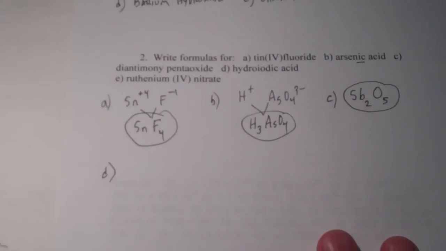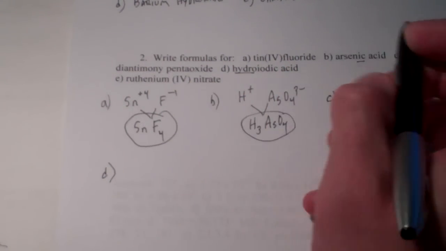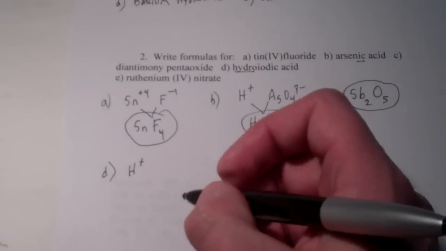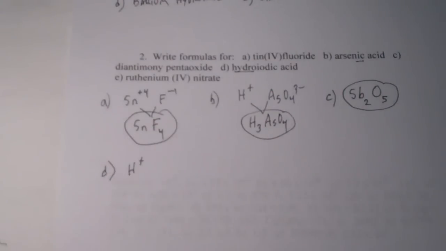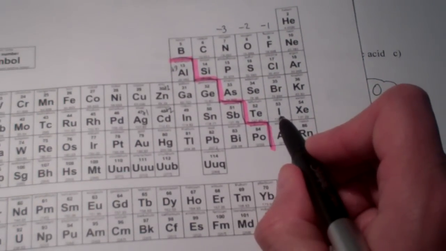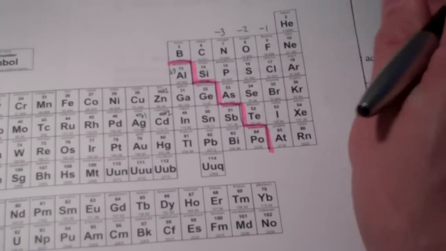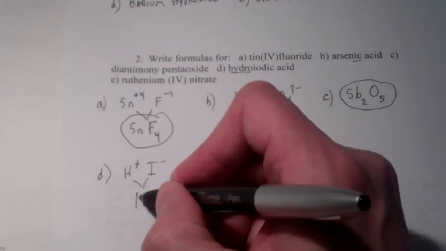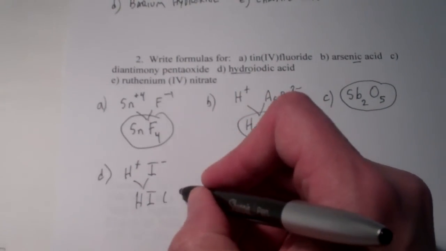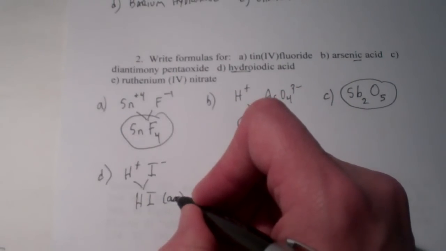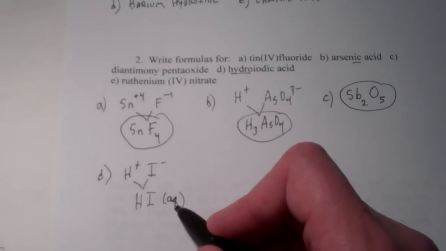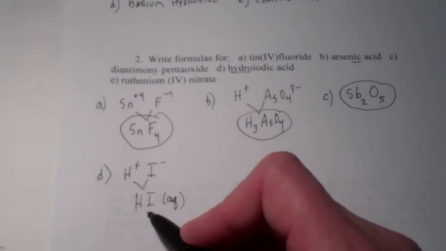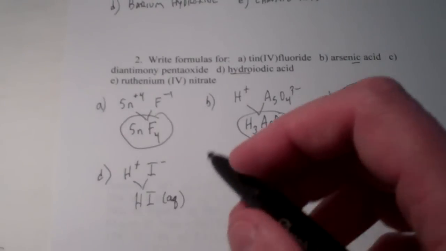Letter D, we have a binary acid. I know it's binary because it starts with the prefix hydro. So hydrogen acts as a metal with a 1+ charge, and it combines with iodine. That's I, it's in group 17, -1. So we would have HI. Now binary acids exist when dissolved in water, so generally speaking we put the letters aq in parentheses after the formula for a binary acid so the reader knows that it exists as being dissolved in water.